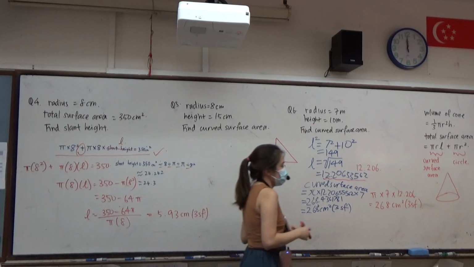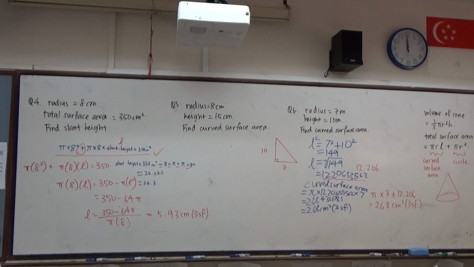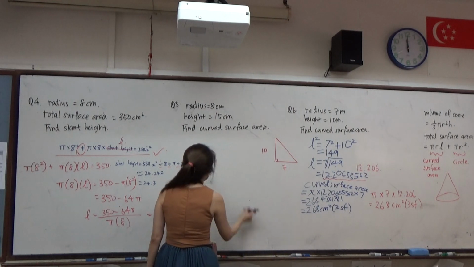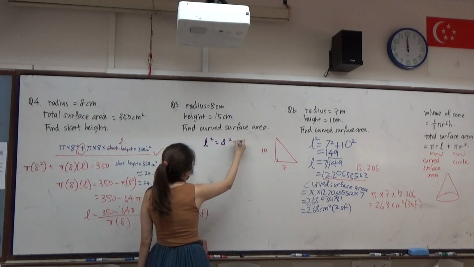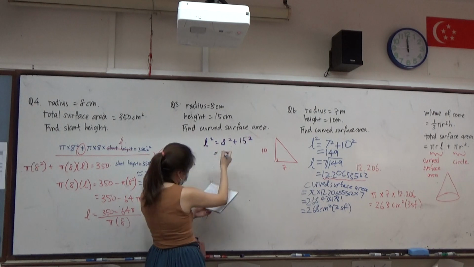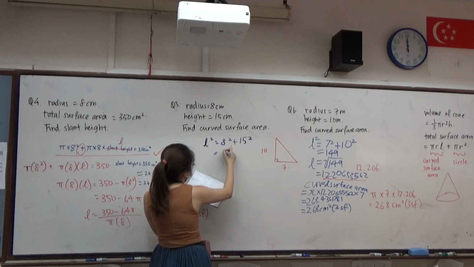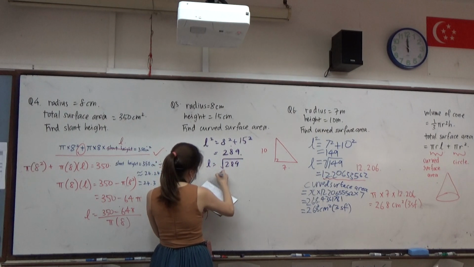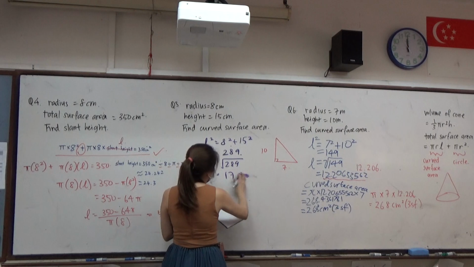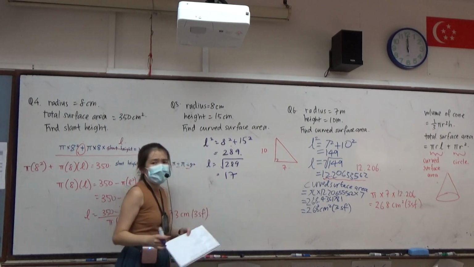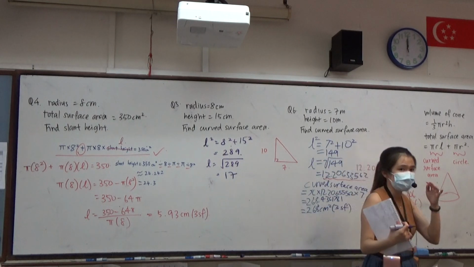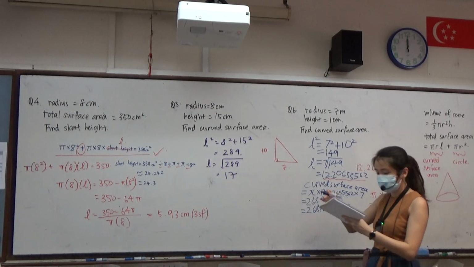427. Okay, so since a few of you got 427, using the same method, let's just do a check. L squared is equal to 8 squared plus 15 squared, which will give us 289. So L is equal to the square root of 289. Okay, we get 17 cm. By the way, it's supposed to include the negative part also, but I trust that I've done it many times already, you should know. Okay, I'll save that time.